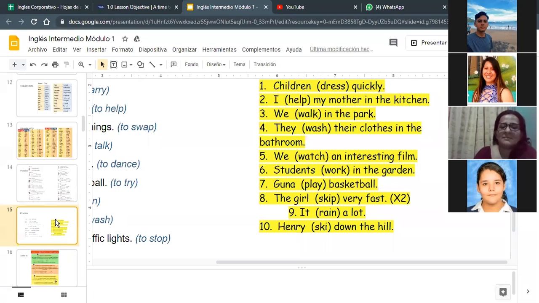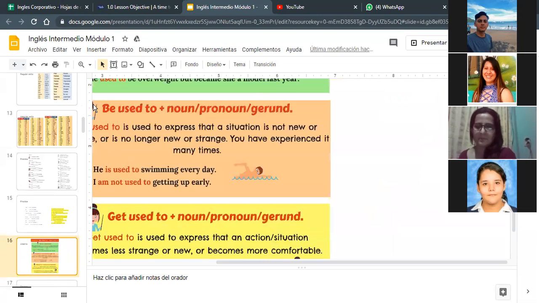Okay, as you can see, it's very easy. Just remember that for the questions and for the negative, we're going to use the auxiliary always, all the time. And the verb is not going to change. And for affirmative, we're going to use the verb in simple past. That might be regular with ed, or irregular, that is, totally different or the same.